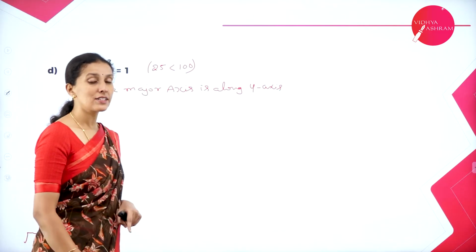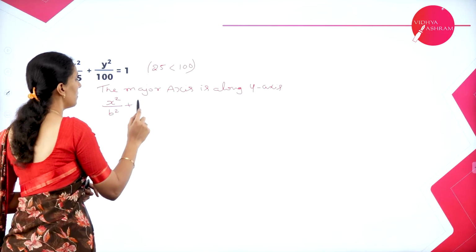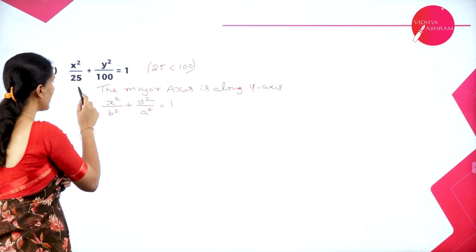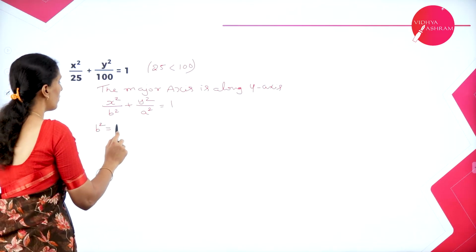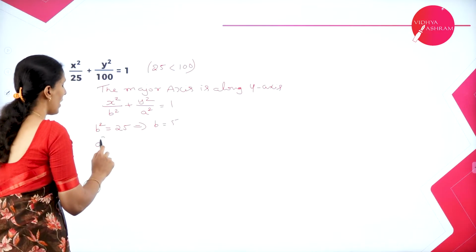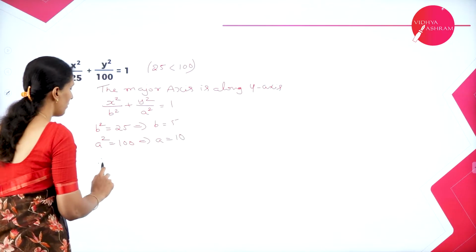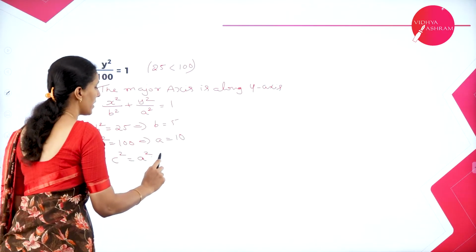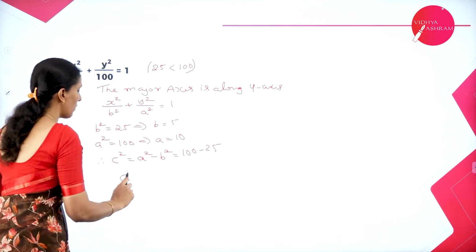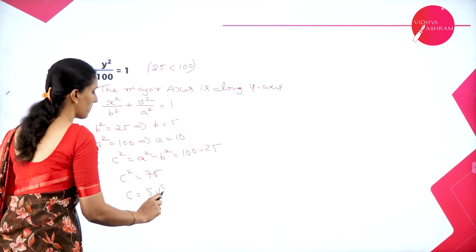If the major axis is y-axis, then my standard equation becomes x square by b square plus y square by a square is equal to 1. So comparing here, we have b square is equal to 25. This implies b is equal to 5. a square is equal to 100. This implies a is equal to 10. So therefore, c square is a square minus b square, which is 100 minus 25. c square is equal to 75, or I can write c is equal to 5 root 3.